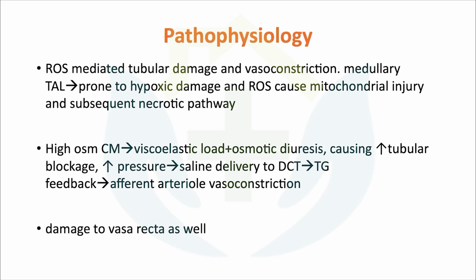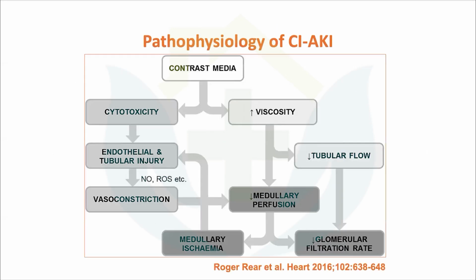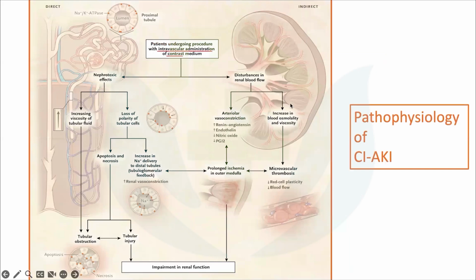And because of the negative glomerulotubular feedback, there is a decrease in the afferent glomerular arteriolar flow, reducing the overall renal blood flow or the GFR. So that also aggravates the injury, and it also damages the vasa recta. So overall: reactive oxygen species, vasoconstriction, tubular damage. This is again a pictorial representation of whatever I just said.